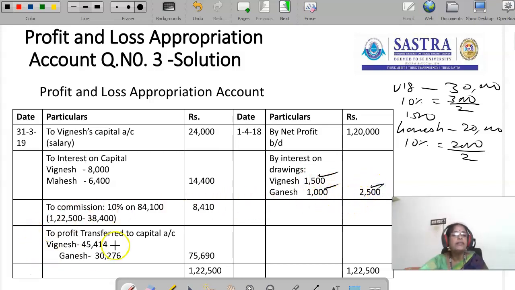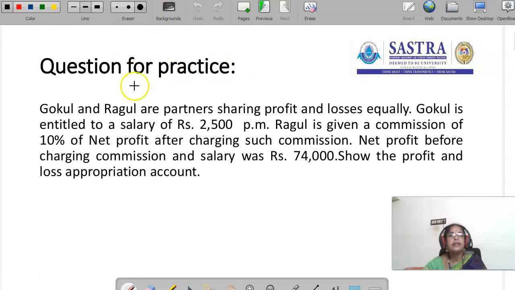So in this way we have to prepare the P&L appropriation account. This question I have given for your practicing purpose. Read it carefully and do it well. We will meet in the next class. Thank you.